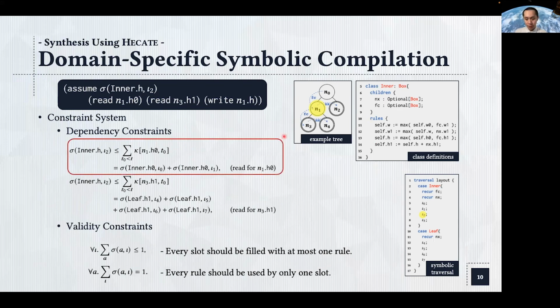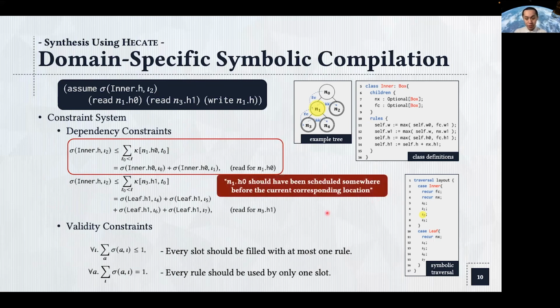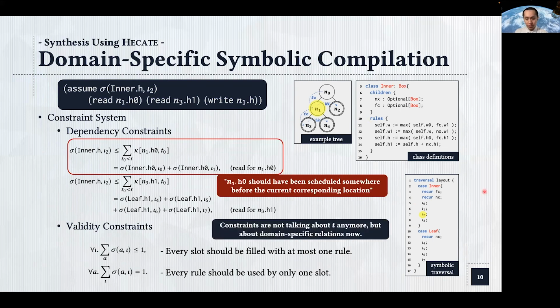For example, the first class deals with the dependency between attribute H and H0 on node N1. It has the semantic meaning that N1.H0 should have been scheduled somewhere before the current corresponding location. If you look back to the symbolic traversal on the right, you may find out that all the potential slots that H0 could have been scheduled is only tau 2 and tau 1. So here the keyword before gets translated to concrete locations on the traversal by utilizing the total order property mentioned in the previous slide. In this case, as you can observe, constraints are not talking about T anymore, but about domain-specific relations now. The design of such mapping mechanism is done by this kappa operator.